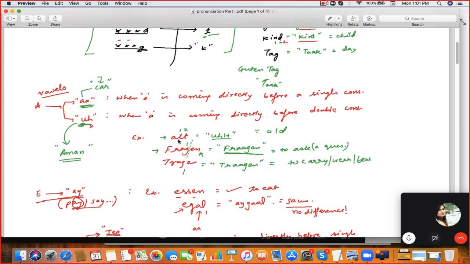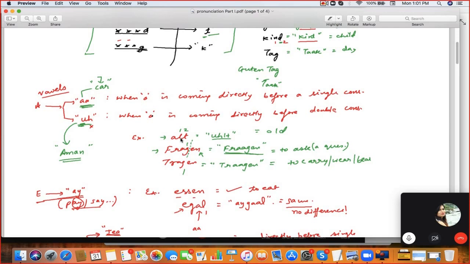And if you see the first example, ALT, that is having two consonants. So that will have the short A sound, Alt. Got it? Alt.